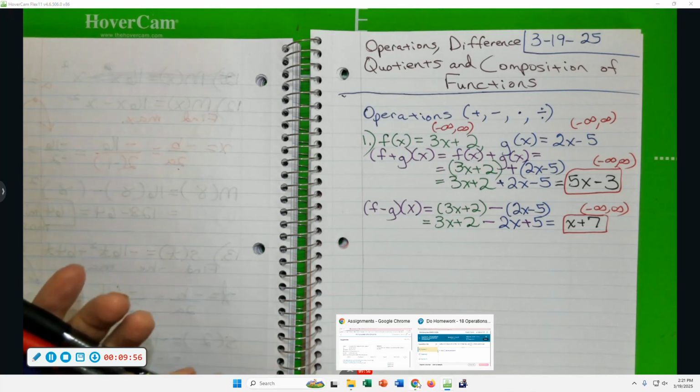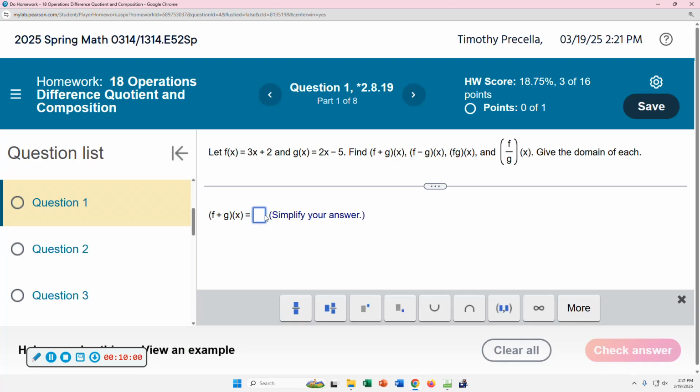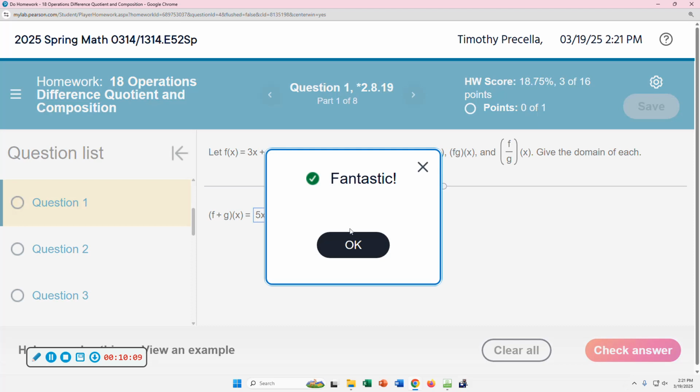Now, multiplication. I'm going to go ahead and type in these two answers. Okay. We don't want to get timed out. You won't be able to type in the domains yet. I know. 5x minus 3 and x plus 7.